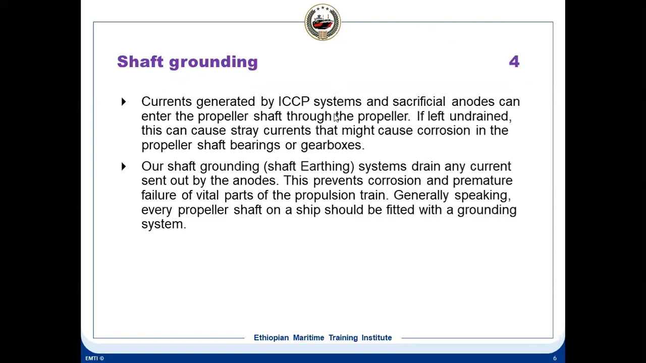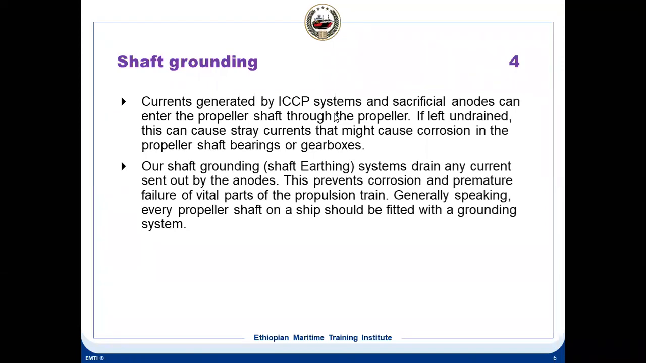One is current generated by the ICCP systems and the other from the sacrificial anode. These two currents can enter into the propeller shaft through the propeller. If the current is not drained, then it can cause stray current, and that might cause corrosion in the propeller shaft bearings and gearboxes.